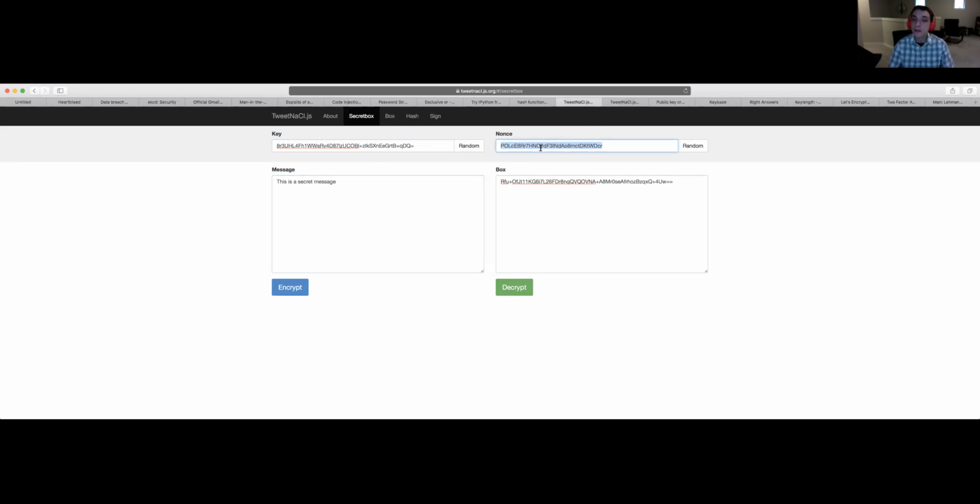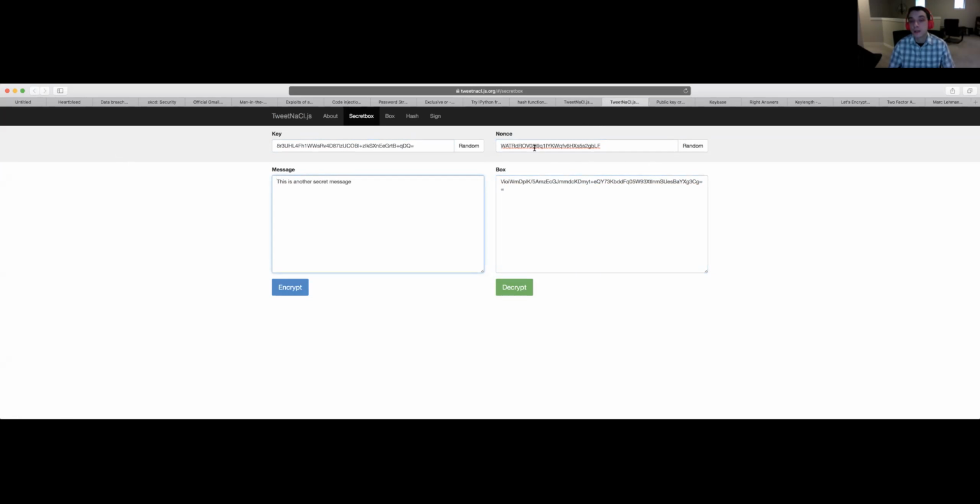The nonce is here not to be secret. You can actually pass the nonce along with the ciphertext to the other person. So if we want to do another message, we should generate a new nonce. Nonces are supposed to only be used once. We keep the key, we encrypt, we get a different ciphertext, and now we pass that and we pass the nonce, and they get the next message.